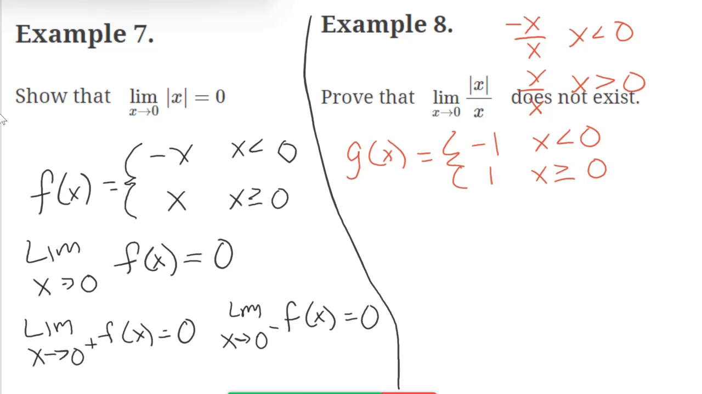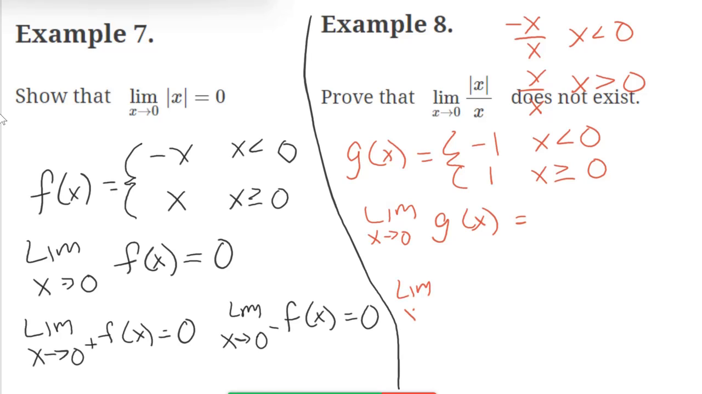Now you can see why, if we just looked at it as an absolute value, you would never have gotten that. By looking at it as the piecewise function, looking at each individual piece, now we start to see other things happen. So now we're looking for the limit as x goes to 0 of g of x. So again, we have to look at each side.